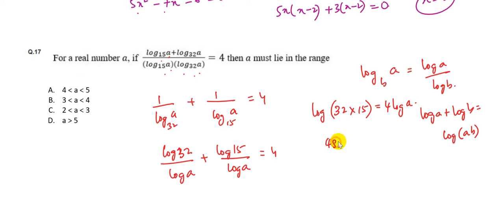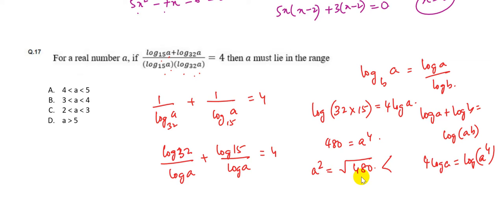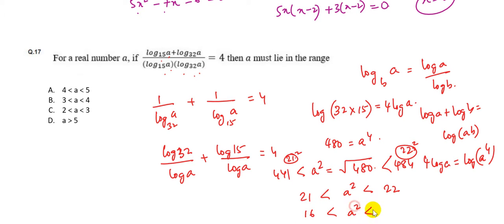That means 32 into 15, which is 480, equals a to the power 4, since 4 log a will be log of a to the power 4. So 480 is a to the power 4. That means a square will be square root of 480. 480 is definitely less than the next square, 484, which is 22 square, and this is greater than 441, which is 21 square. So a square lies between 21 and 22, which means that it is definitely greater than 16 and less than 25. That means a has to be greater than 4 and less than 5.